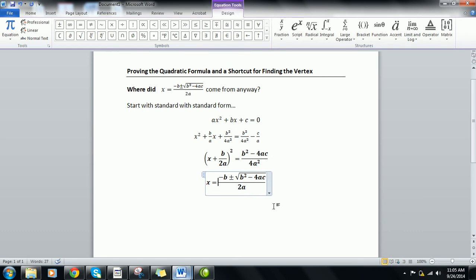Okay? And that's why the quadratic formula is negative b plus or minus the square root of b squared minus 4ac, all over 2a.